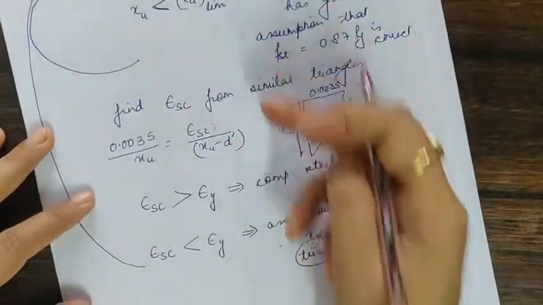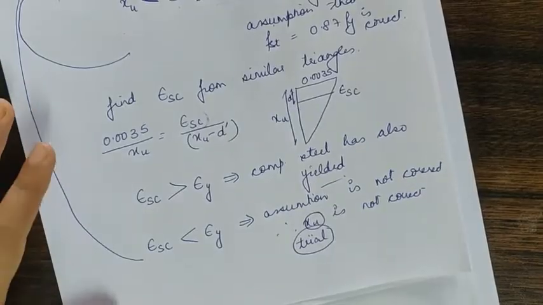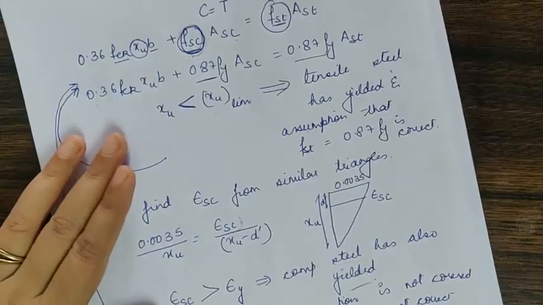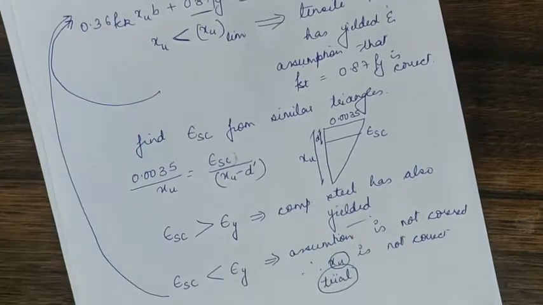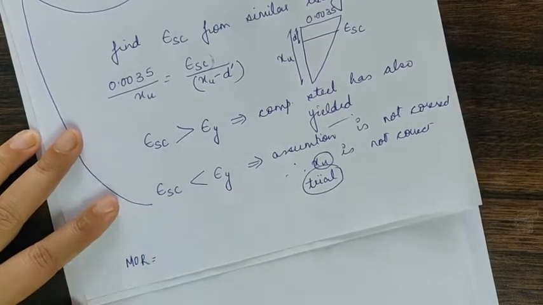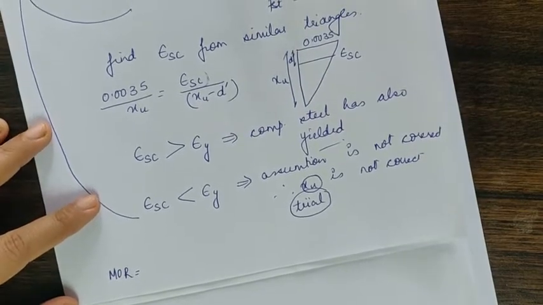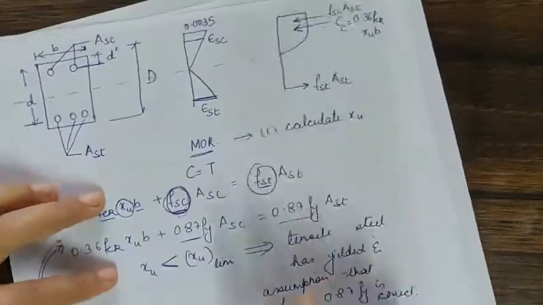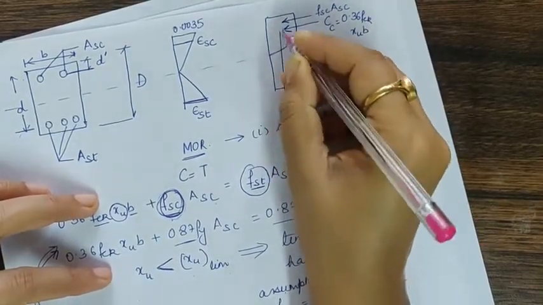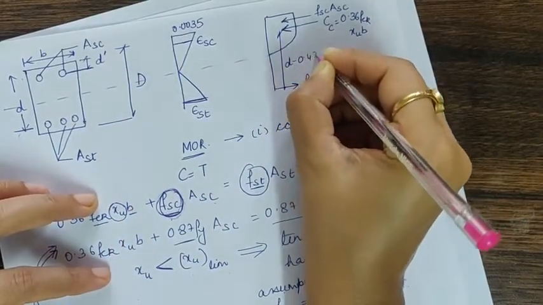But if all my steps are correct, my only concern is getting the correct value of XU. If by trials or by this original equation I am able to calculate the value of XU, once I have calculated the value of XU, I can easily find out moment of resistance. Second step is finding out moment of resistance. And how much will be moment of resistance? See, this is the compressive force. This is the lever arm for this compressive force. And this value I know is D minus 0.42 XU.